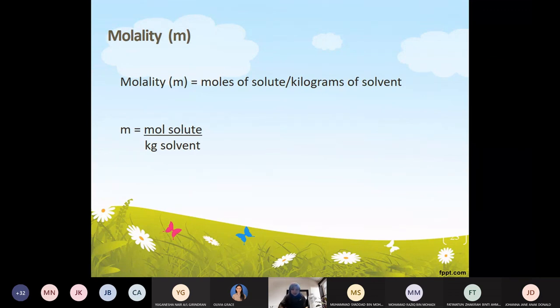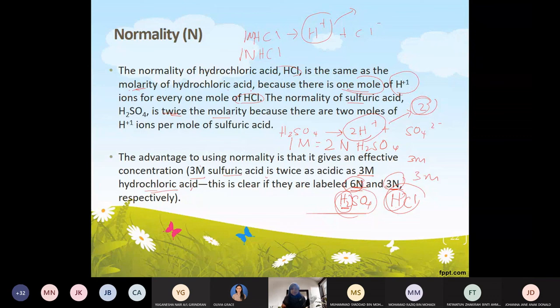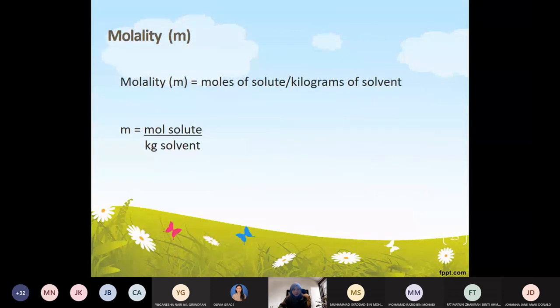Ada soalan on ni tadi, normality? Kalau tak ada soalan, I proceed with the last part.